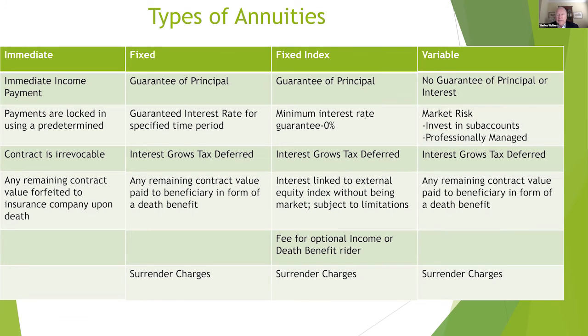A variable annuity. There is no guarantee of principal. As I mentioned, this is a little bit different type of annuity as it's investing in sub-accounts, is what they're called in the insurance world, but they mirror mutual funds. So if you watch a mutual fund, it goes up and it goes down, and a variable annuity will do the same thing. So there is market risk involved. Like the other annuities, your interest grows tax deferred, and there is a death benefit.